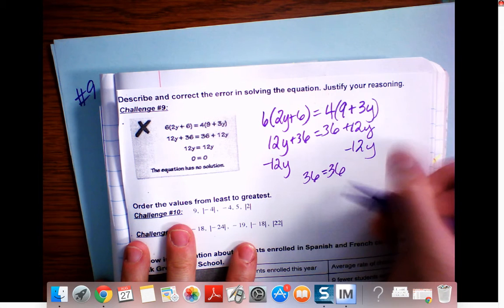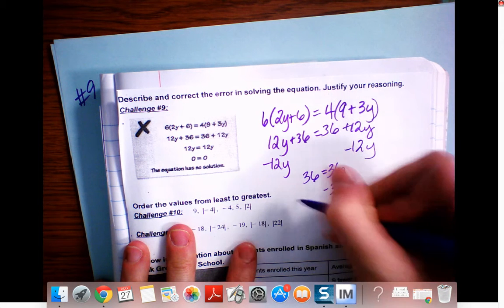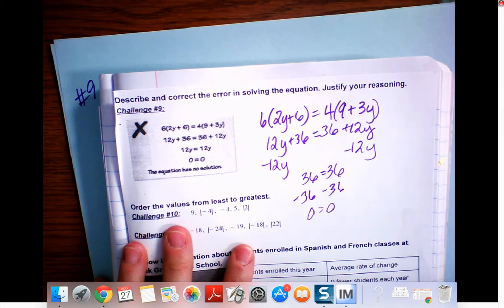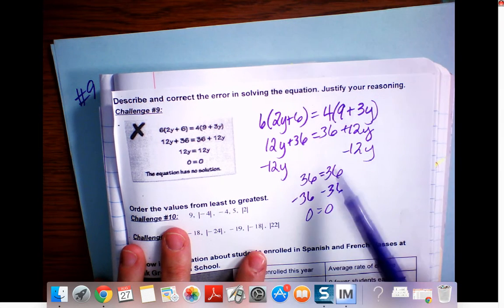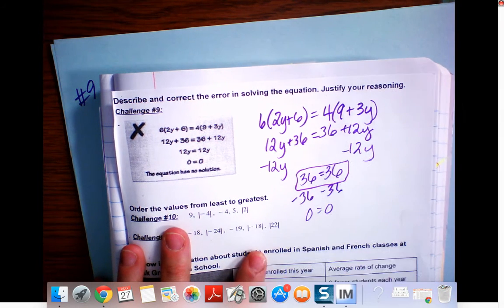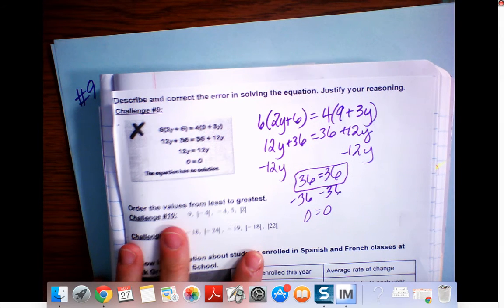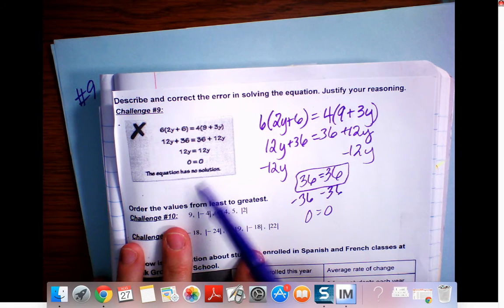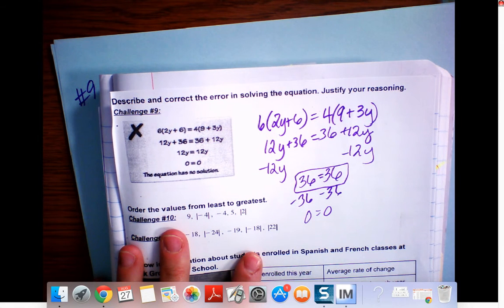Now they went ahead and brought it all the way down to 0 equals 0, which you can do, but I feel like that makes more sense. Well, there really wasn't an error in solving, but they did say that this equation has no solution. So that is the mistake, because it has infinitely many solutions.